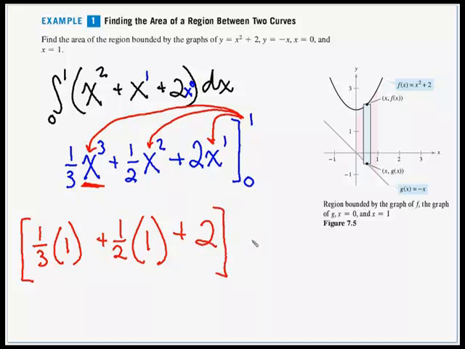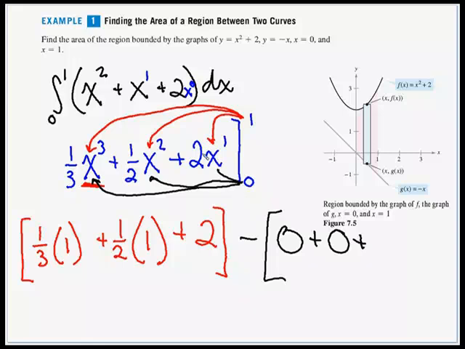And then we would subtract our lower limit evaluated through the integral, and this is nice because every term has an x. So this will be 1/3, 0 to the third is 0. 1/2 of 0 squared is 0. Plus 2 times 0 is 0. So all of this becomes a minus 0, and we don't need it at all.